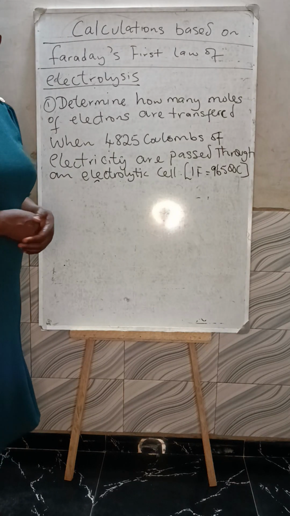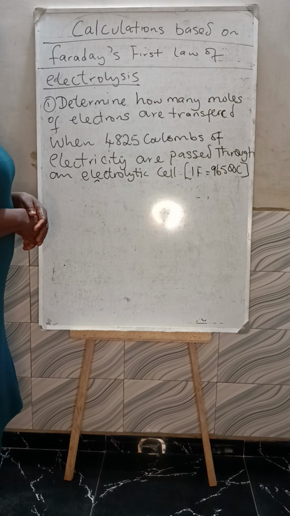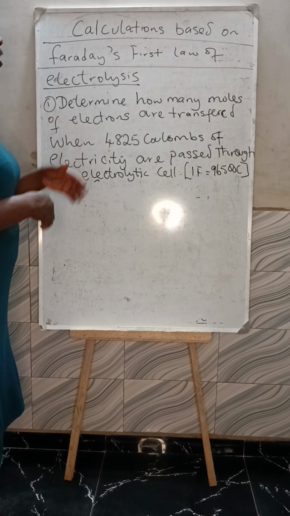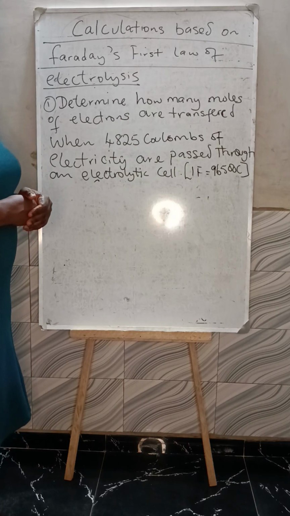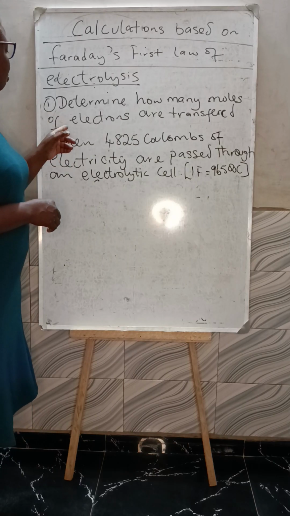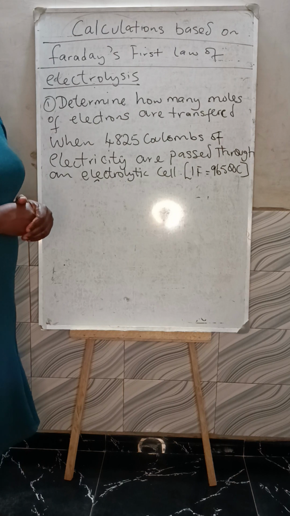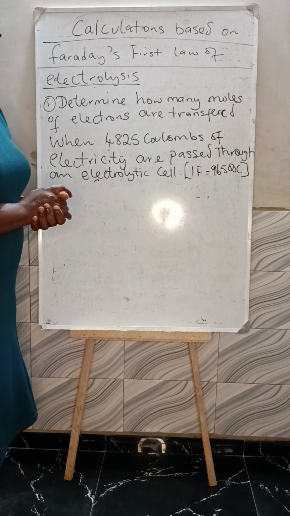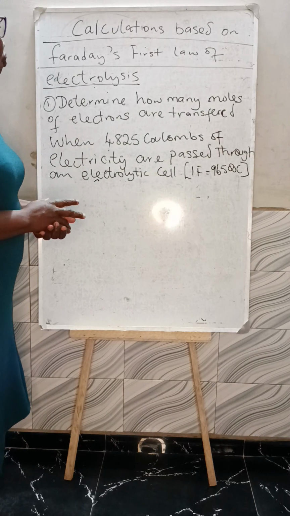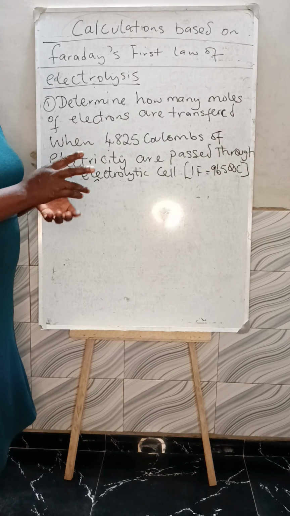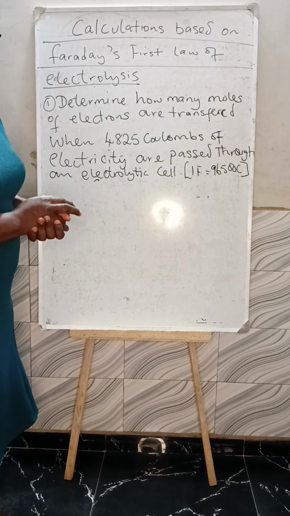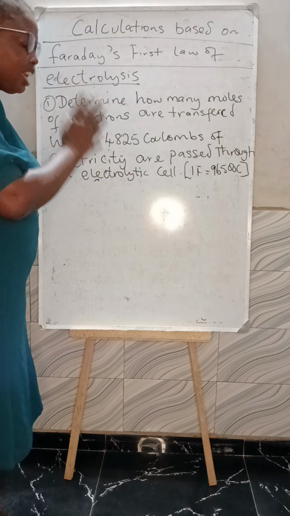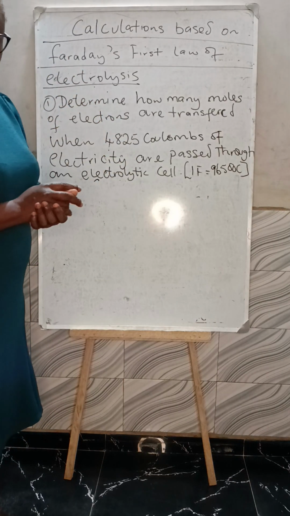Now, today's topic, we are going to do some calculations based on Faraday's first law of electrolysis. Knowing that electrolysis is the chemical decomposition of a substance by passing electricity through it. Under this electrolysis, we have two important things: the electrode and the electrolytes.